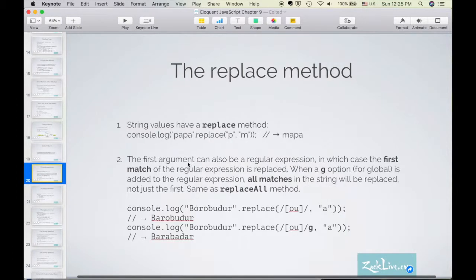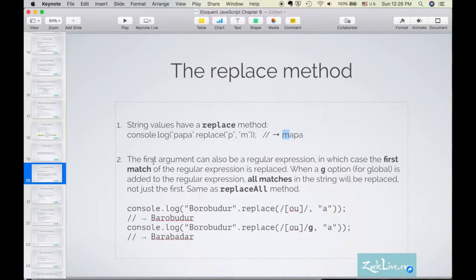Okay, let's take a look at the replace method. String values have a replace method. Here is an example. We have a string papa here, and we use the replace method to replace the p with an m. As you can see, only the first p is replaced because only the first full match is used.